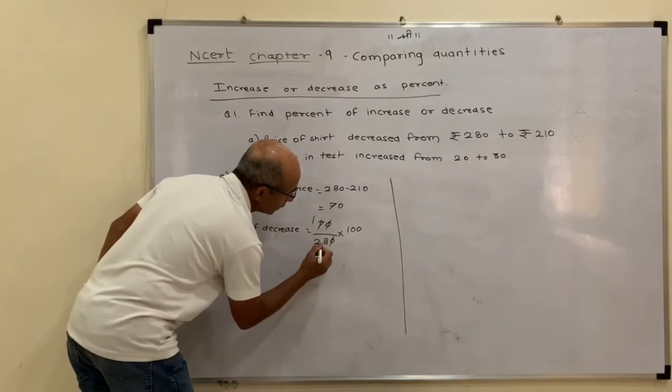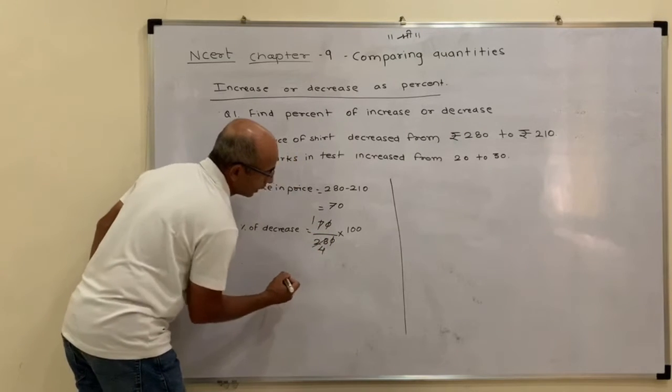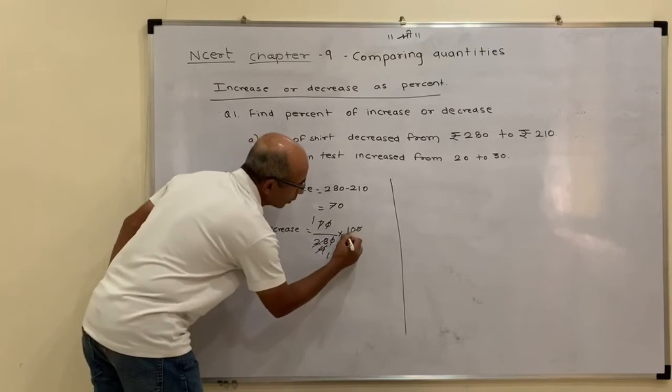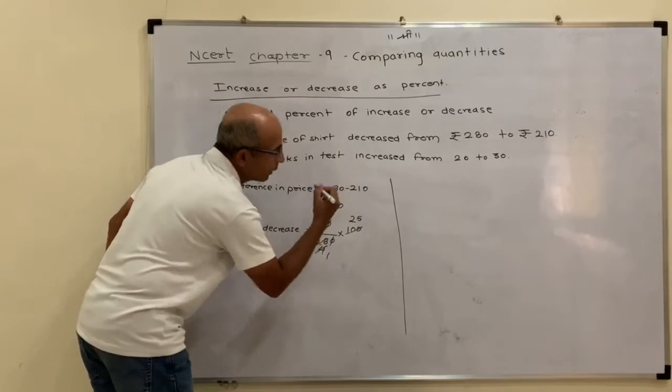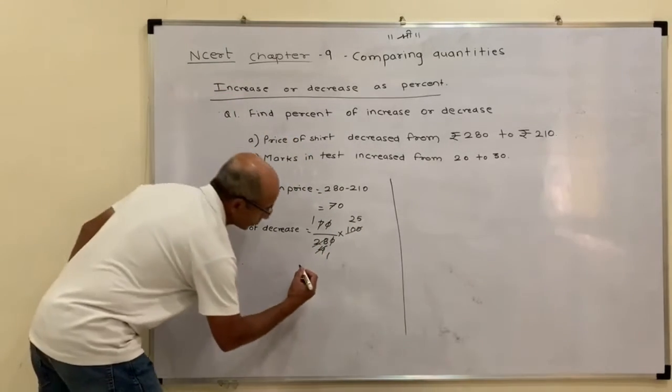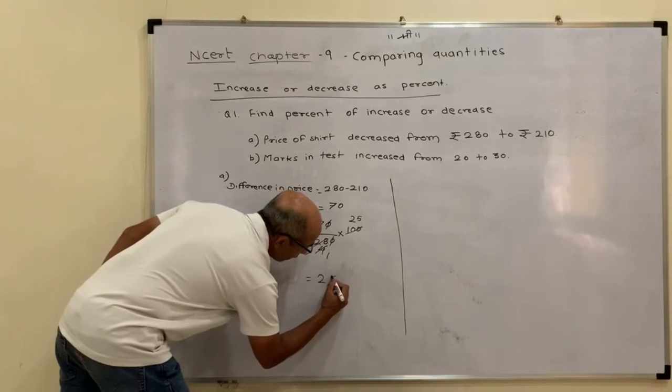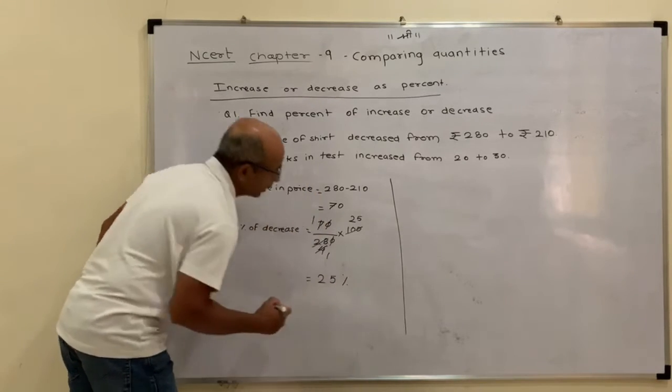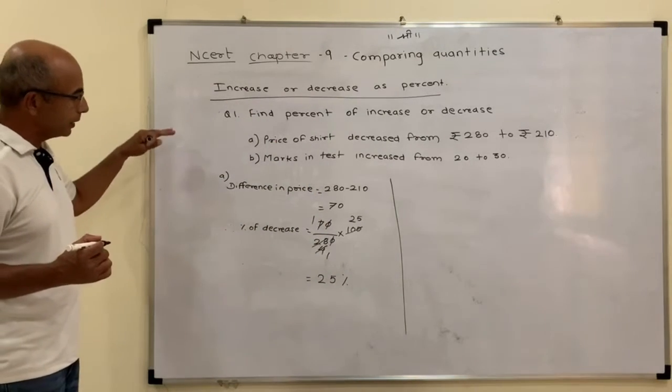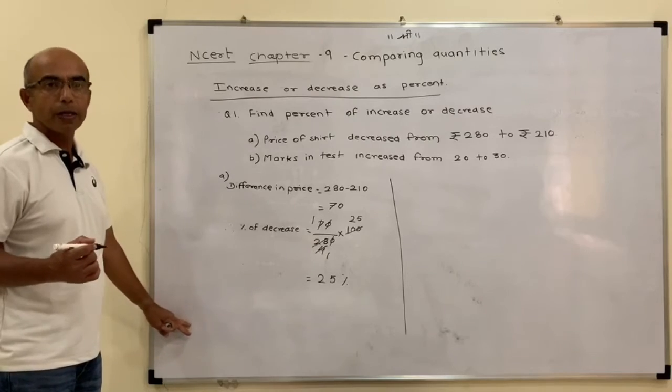7 ones are 7, 7 fours are 28. 4 ones are 4, 25 fours are 100. So it comes out to be 25%. The price of the shirt decreased by 25%.